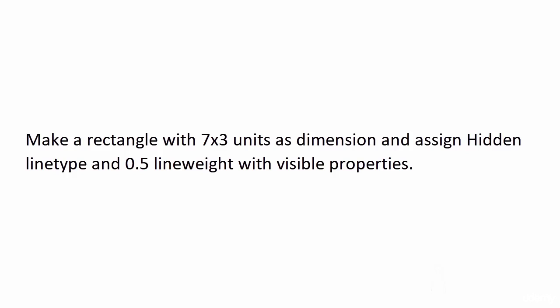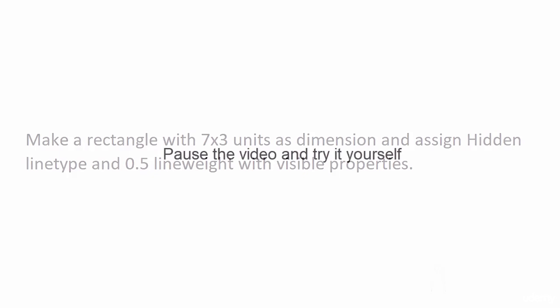Okay, so once again, it's the question time, and here is our question. You need to make a rectangle with 7 by 3 unit as the dimension, and this unit can be anything. It can be inches, or whatever unit your drawing is in. And then assign hidden line type to the rectangle and a 0.5 line weight, and ensure that these properties are visible in the drawing area.